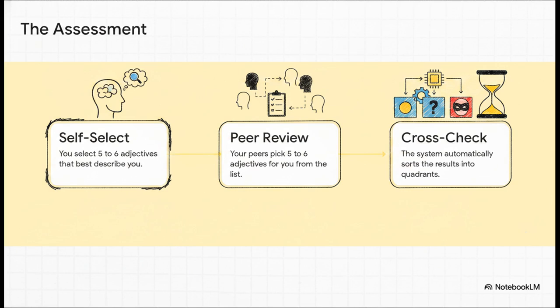So if you both picked witty, boom, it goes in the arena. If only they picked it, it's a blind spot. If only you picked it, it's a facade. Notice that strict limit of 5 to 6 choices? That constraint is incredibly intentional. It completely forces everyone to prioritize only your most defining, prominent traits, rather than just politely checking off everything that seems kinda accurate.